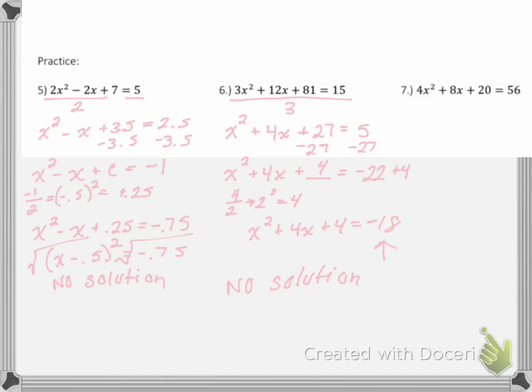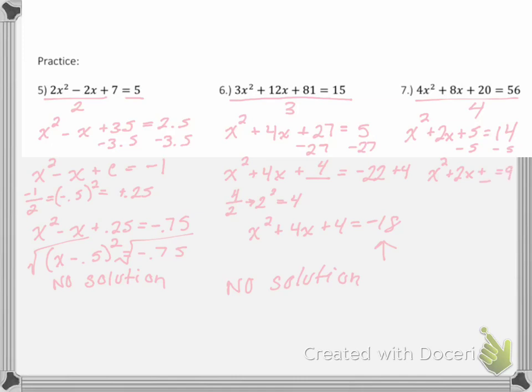And then finally, number 7, we're going to start by dividing everything by 4. So that leaves me with x squared plus 2x plus 5 is equal to 14. No, not 9. What am I saying? Silly. 14. So then I'll go ahead and subtract 5 from both sides. And I get x squared plus 2x plus my unknown c value is equal to 9.